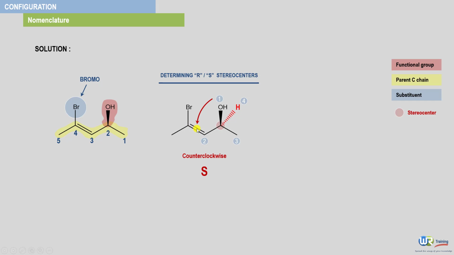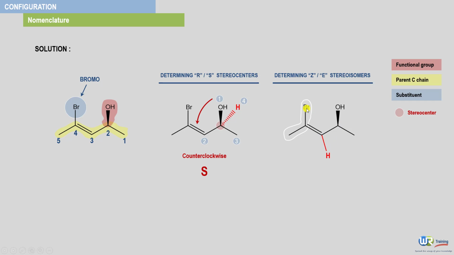Now this compound includes also a double bond, and we need to determine the stereoisomerism of this double bond, whether it is Z or E. So we identify the two groups on each side of the double bond. So we add the hidden H here, and we have bromine and a methyl group from one side, and this group here and the hydrogen from the other side.